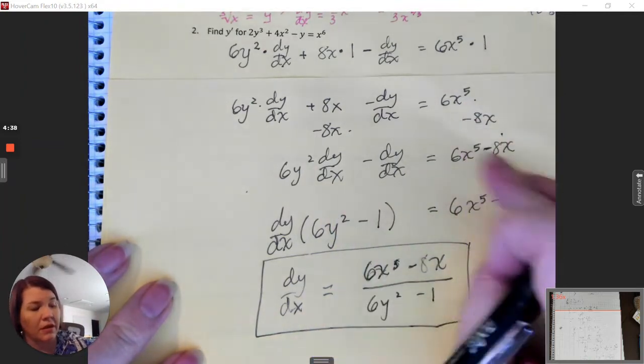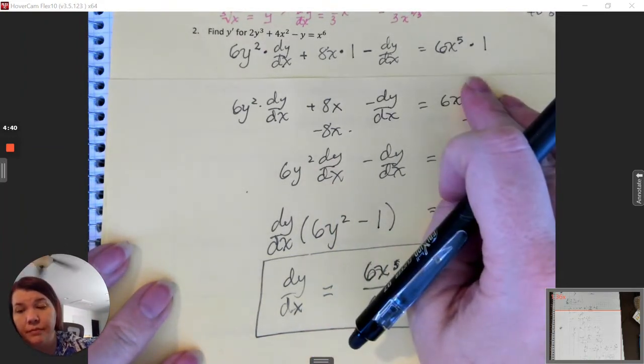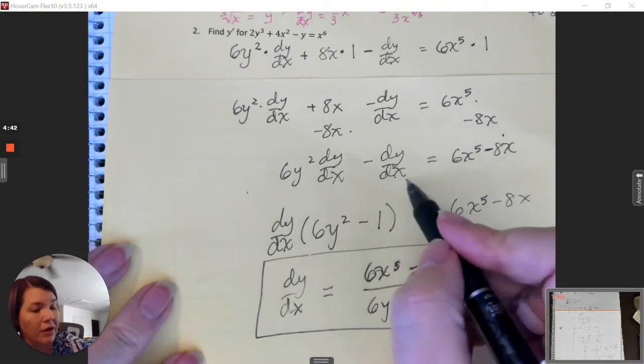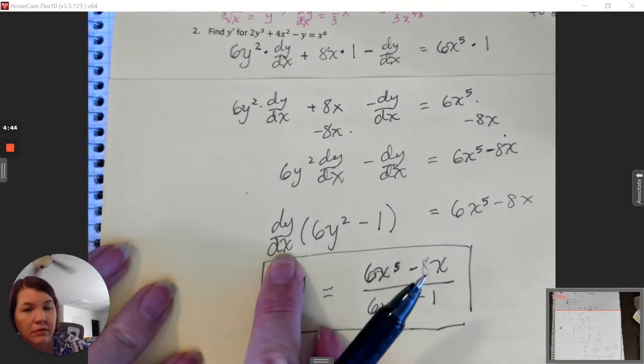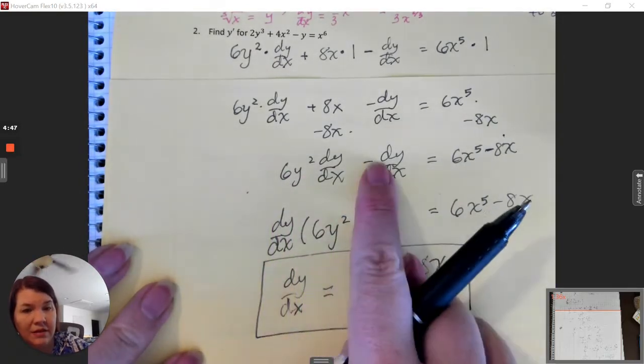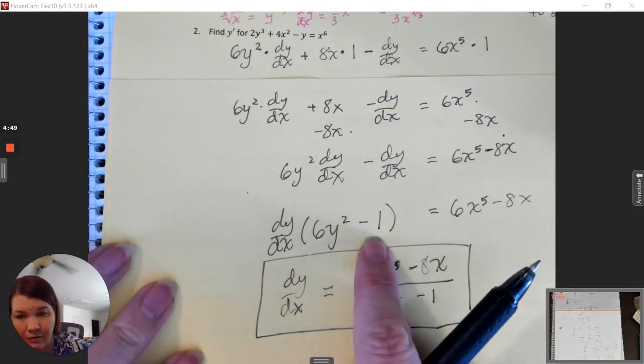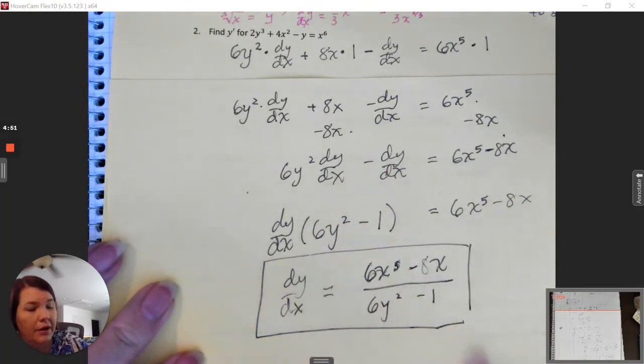You want to think about it, these are the dx terms. Okay. Then we factored out dy dx. That left me with 6y squared. Since that's negative dy dx, it left me with negative 1. Then I divide it. Okay, so that's number 2.